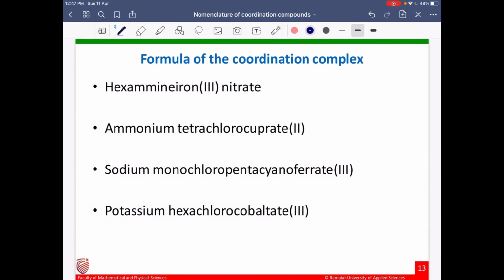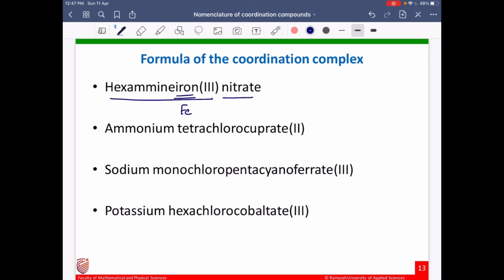Now reverse. If we get the name of the coordination complex, will we be able to write the structure or the formula of the coordination compound? So, conversion from the nomenclature or the name to the formula. Hexaammineiron(III) nitrate. In this structure, first we have to write the cation, then the anion. In the cation, in the formula, first we have to write the metal. Then we have to write the ligand.